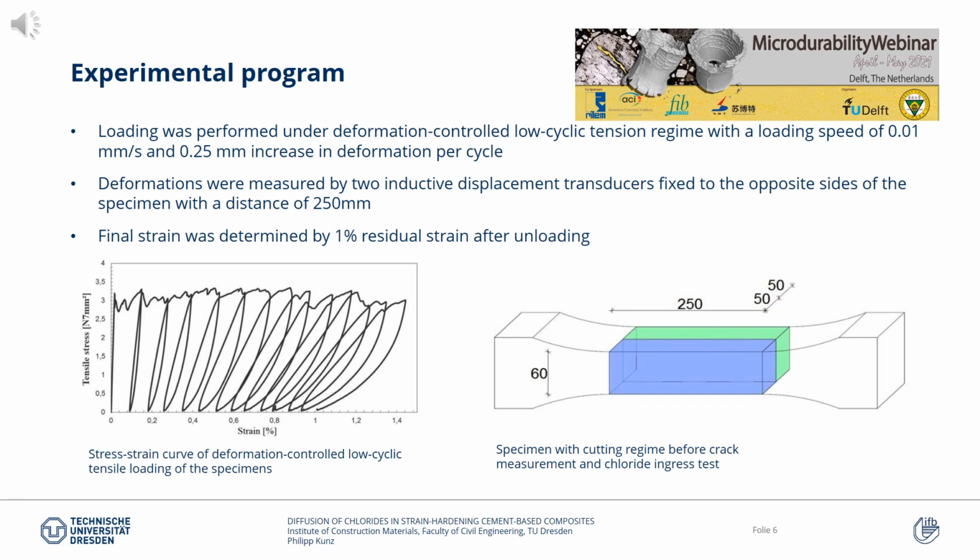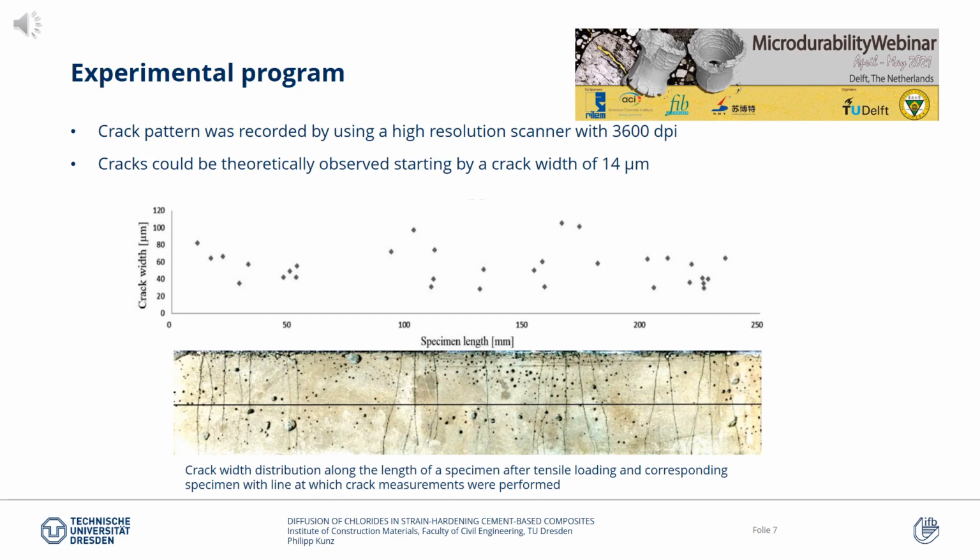After the tension loading, the specimens were then cut according to the cutting regime presented below on the right side. This resulted in two new specimens for the crack evaluation and the chloride ingress testing with dimensions of 50 × 60 × 250 mm. Subsequently, the crack pattern of each specimen was recorded by using a high-resolution scanner with 3600 dots per inch. This resolution enables pictures with a pixel size of around 7 micrometers. On this basis, cracks could theoretically be observed starting at a crack width of 14 micrometers.